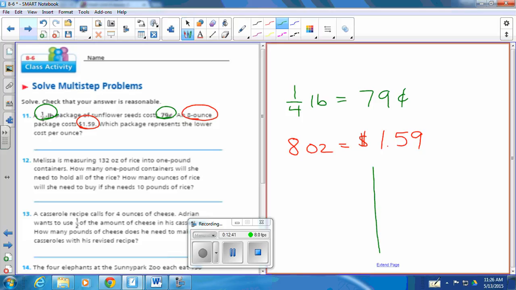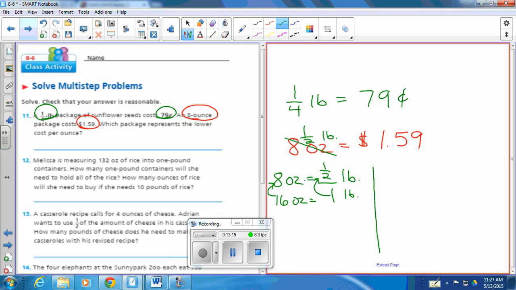So if we did 8 ounces equals how many pounds? How do we figure that out? I heard half right away. How do you know that? You know, 16 ounces equals 1 pound, and 8 is half of 16, right? So half of that would be 1/2. Okay, so that means that 1/2 pound equals $1.59, and 1/4 pound equals 79 cents.